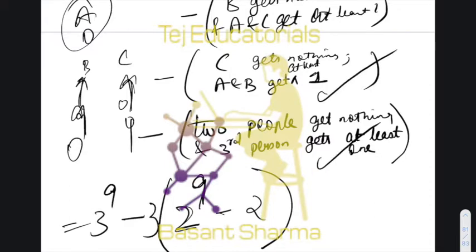All right, now two people get nothing and third person gets at least 1. Now select any two persons to whom nothing is to be given. Okay, select two persons to whom nothing is given and then distribute the remaining 9 objects to the remaining one person. In how many ways can you do that? 1 to the power 9. All right, so this is your answer.